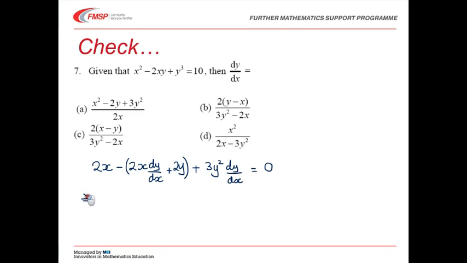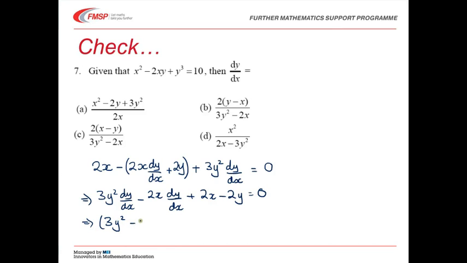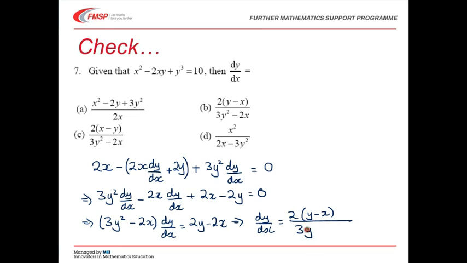Okay, let's put these together. So I've got 3y squared dy by dx minus 2x dy by dx, and then plus 2x minus 2y equals 0. So taking out a factor of dy by dx, 3y squared minus 2x times dy by dx is equal to 2y minus 2x, and therefore dy by dx is, factorise that, 2y minus 2x and divide by 3y squared minus 2x, and that is answer B.